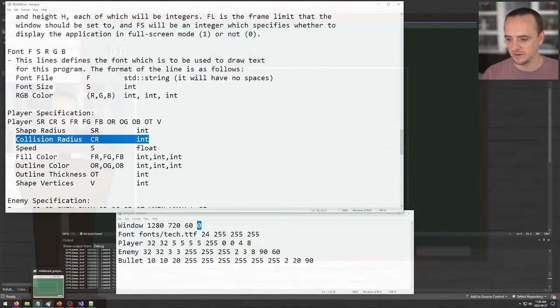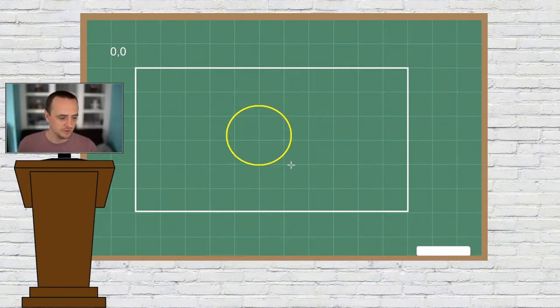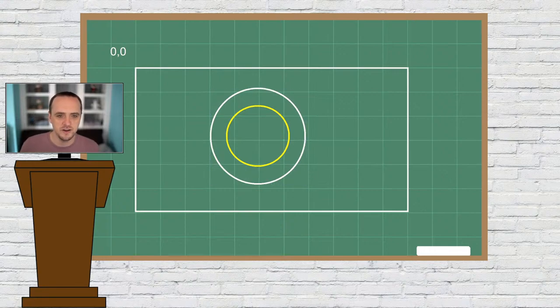So what does that mean? Well, let's go back to the blackboard for a second. I could have a shape that is this big, but collides with things with this radius. So for example, if there was another shape, oh, sorry, that's not very colorblind friendly. So this right here, this value is the shape radius, SR, and this value is the collision radius, CR. And so if I have another shape out here, it will collide at the collision radius, not at the shape radius, okay?